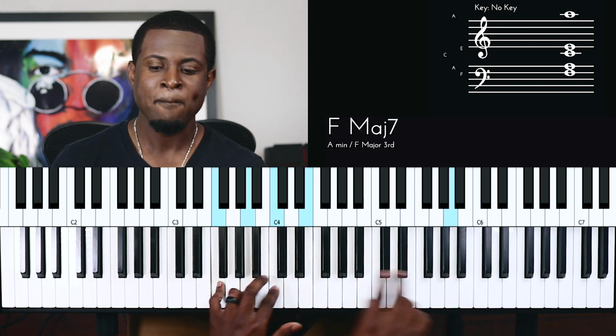Okay? So that's the lick. Now, it's very important for you to understand how you play this in other keys, okay? Well, we need to understand what's going on here, okay?